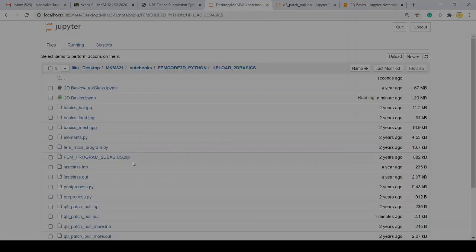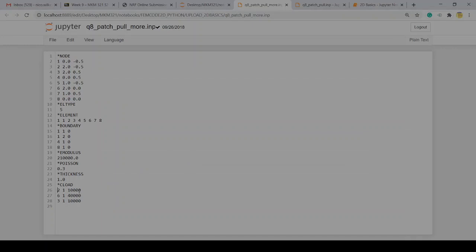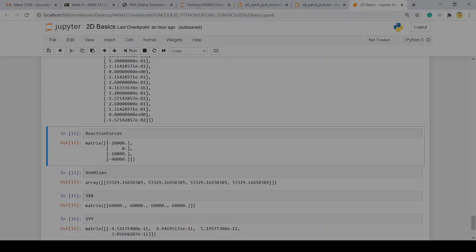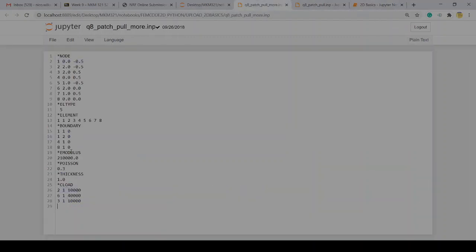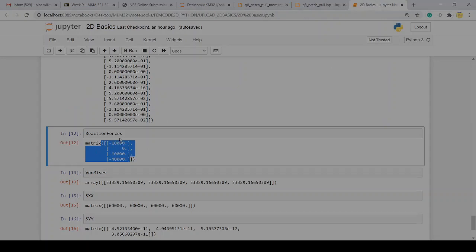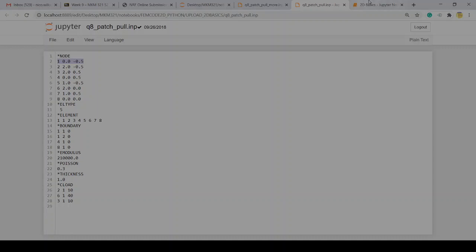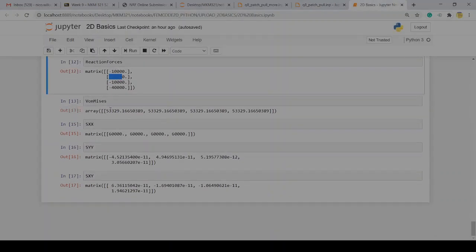And if you go and open this pull more file, we see essentially we applied 10,000, 10,000, 40,000. And then minus 10,000, minus 10,000, minus 40,000, all of those in equilibrium. Again, to understand what these values are, you have to look at the order in which we specified the boundary prescribed displacements. For each prescribed displacement degree of freedom, there will be a corresponding reaction. And the order is given by the order in this input file of the boundary prescribed conditions.